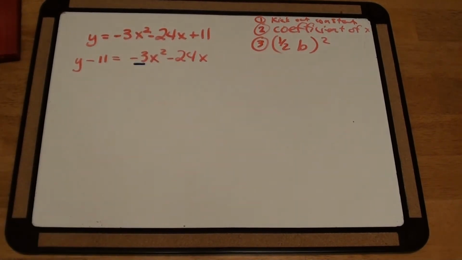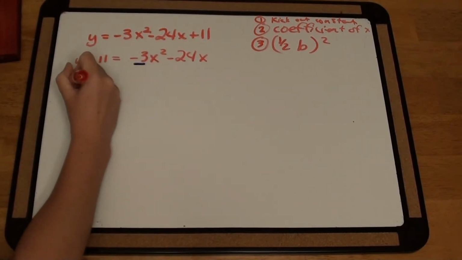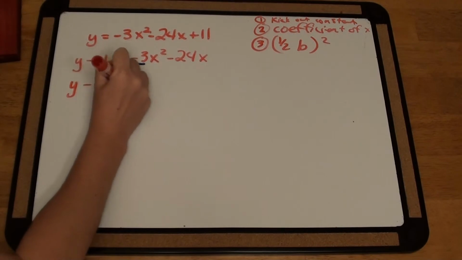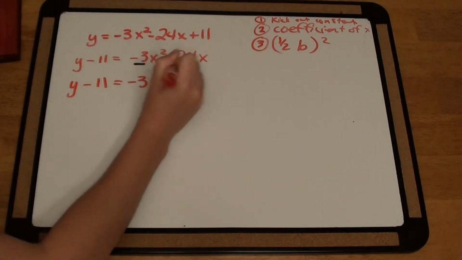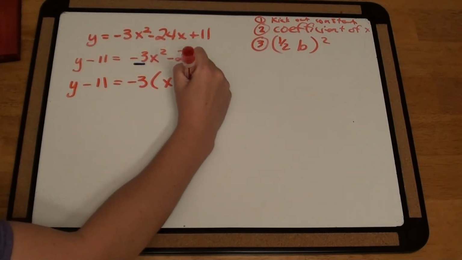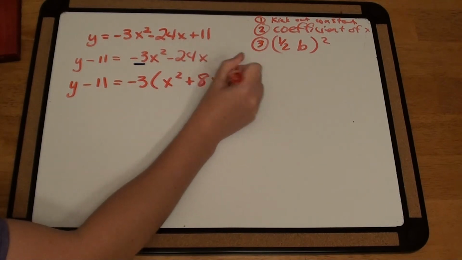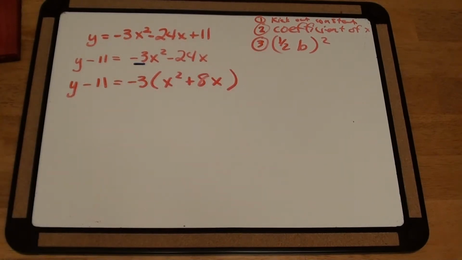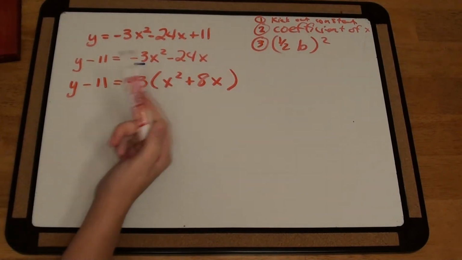My coefficient of x is negative 3. I can't leave it that way. I must pull that out, so I need to factor that out of here. So I get y minus 11 equals negative 3 x squared plus 8x. Now I can complete the square.